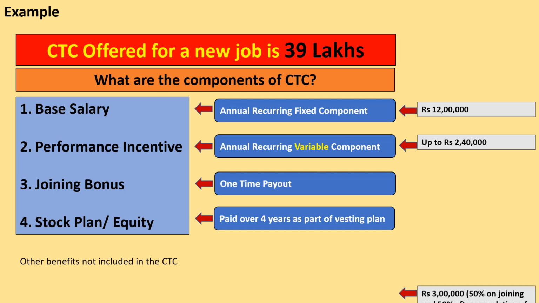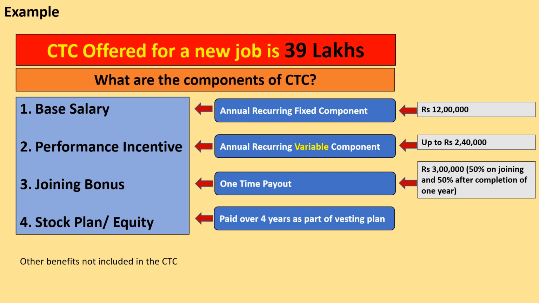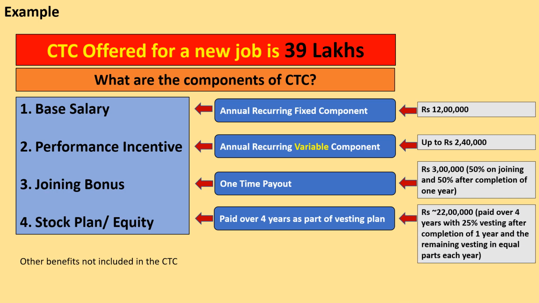The third, which is the joining bonus, here is, for example, rupees 3 lakhs, right? But this again will not be paid out in one go. This will be paid 50% at the time of joining and the remaining 50% on completion of 1 year. So, the companies actually want you to stay for a longer time, and that's why they spread out these amounts. And last but not the least, the stock or the equity, right? Which in this case is rupees 22 lakhs. Again, paid over 4 years with 25% vesting after 1 year, and rest in equal amounts in the coming few years, right? So this is how your CTC of 39 lakhs will look like, right?